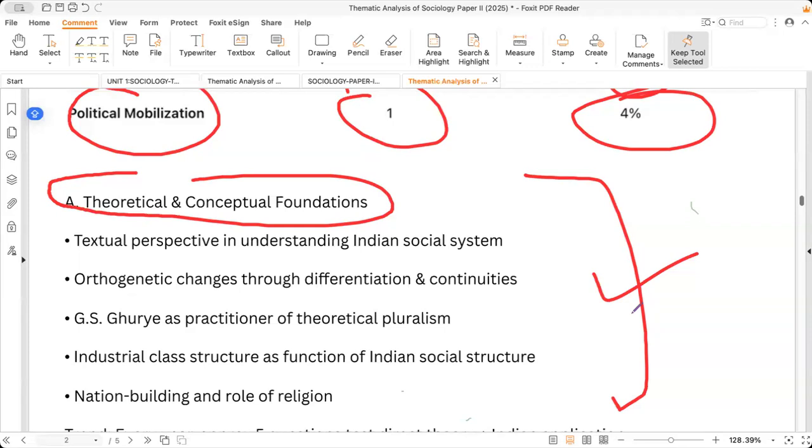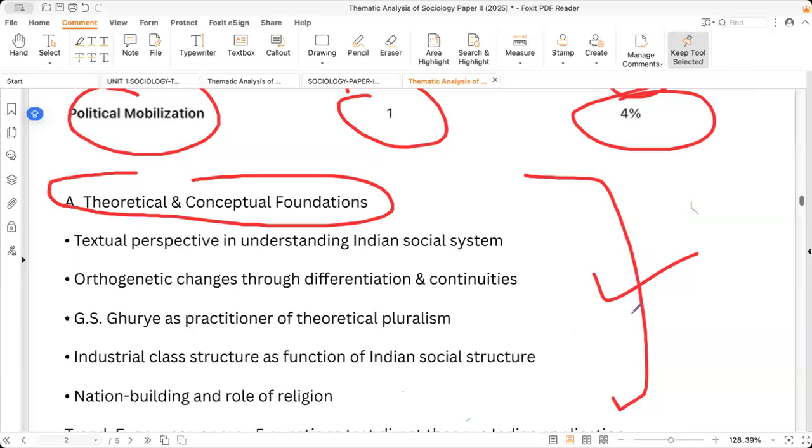His concept of caste is also diffusionist. Caste came from the Gangetic Valley and spread across India. So he gave the idea of diffusionism there also. Okay, so he took multiple perspectives and integrated them, and that's why the question was asked.